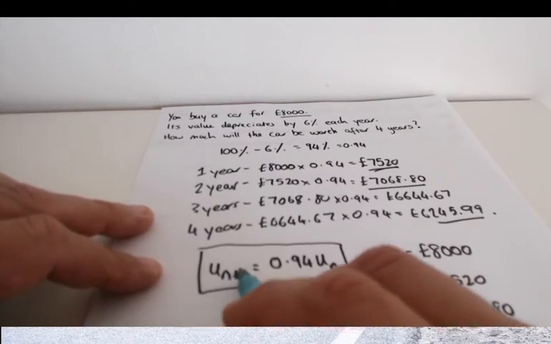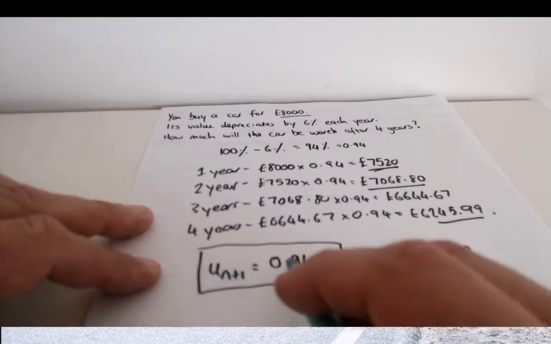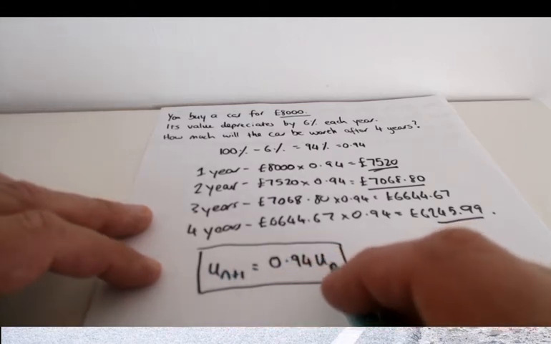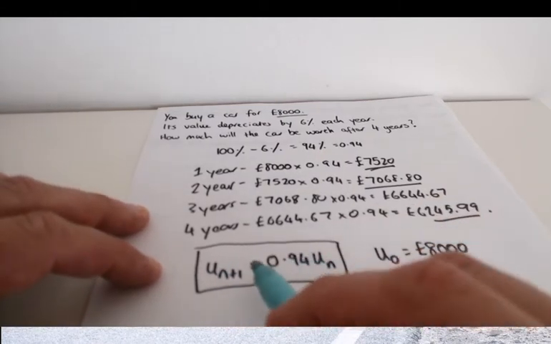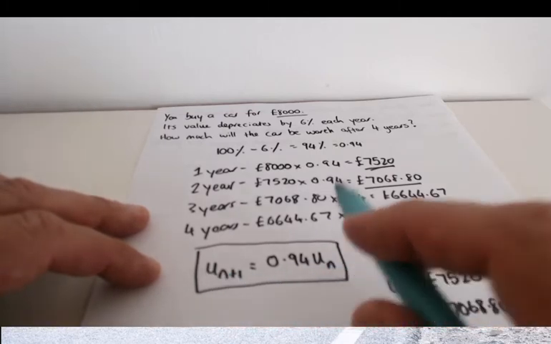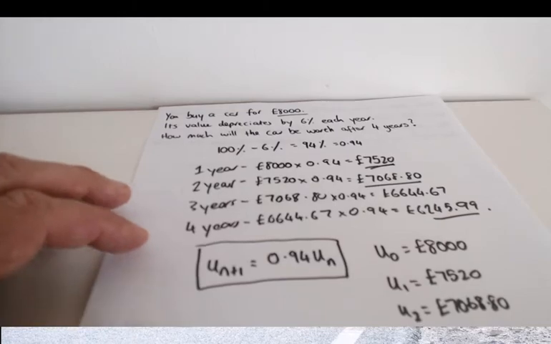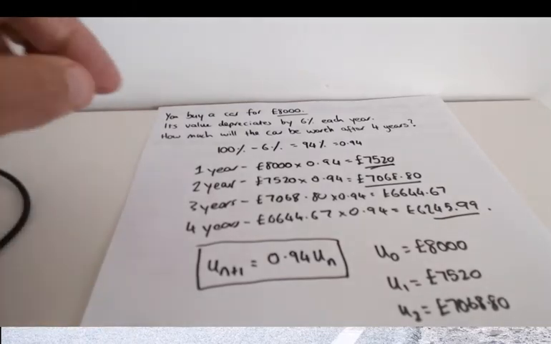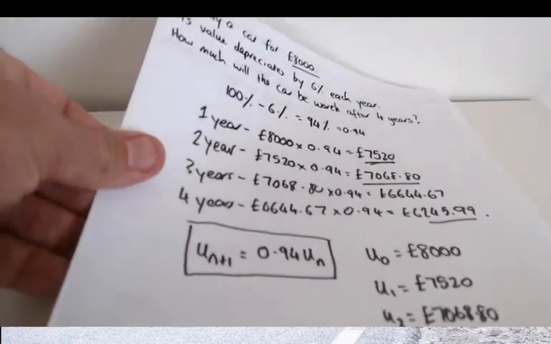So to get the next answer, U1, you've got to use the last answer, U0. To get U2, you would have to use U1. We're always using the last answer to get the next answer. That's an important thing for you to realise in this thing called recurrence relations.